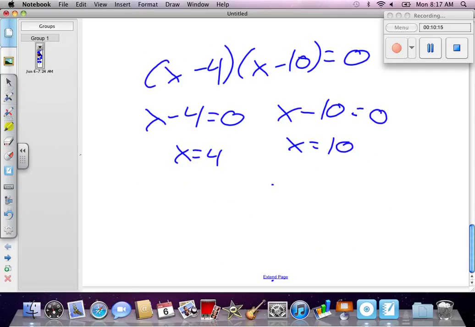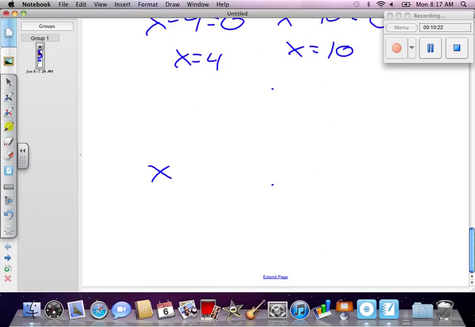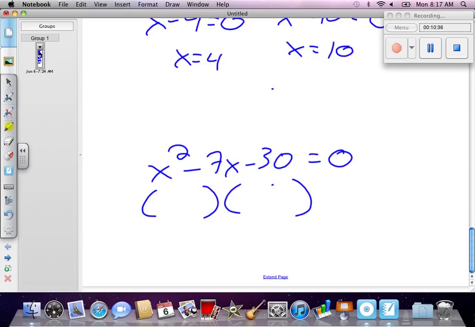x squared minus 7x minus 30 equals 0. Which of the following is one of the solutions? Now solutions means the zeros, means where it crosses the x-axis. It means we're going to factor it and then set both factors equal to 0 to solve. So the two numbers that multiply to give us x squared are x and x. What two numbers multiply to give us 30 but add to give us 7?